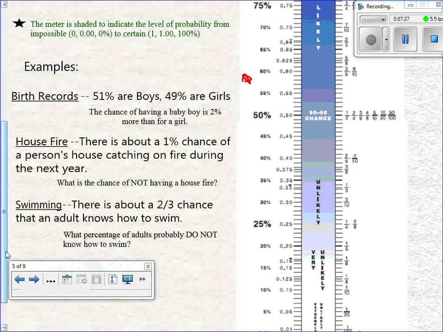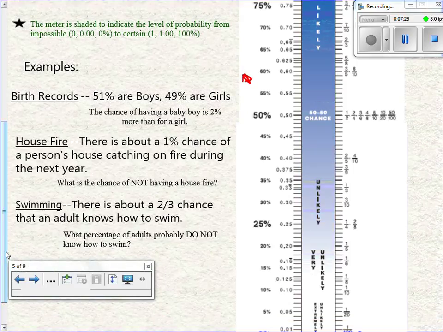Birth records, 51% are boys, 49% are girls. Well, that's very possible, right? Because when a baby's born, it's going to either be a male or a female. That's going to be probably closer to the 50% chance place right here. Would you agree? If you're flipping a coin, it's either heads or it's going to be tails. There's not a third option in there.